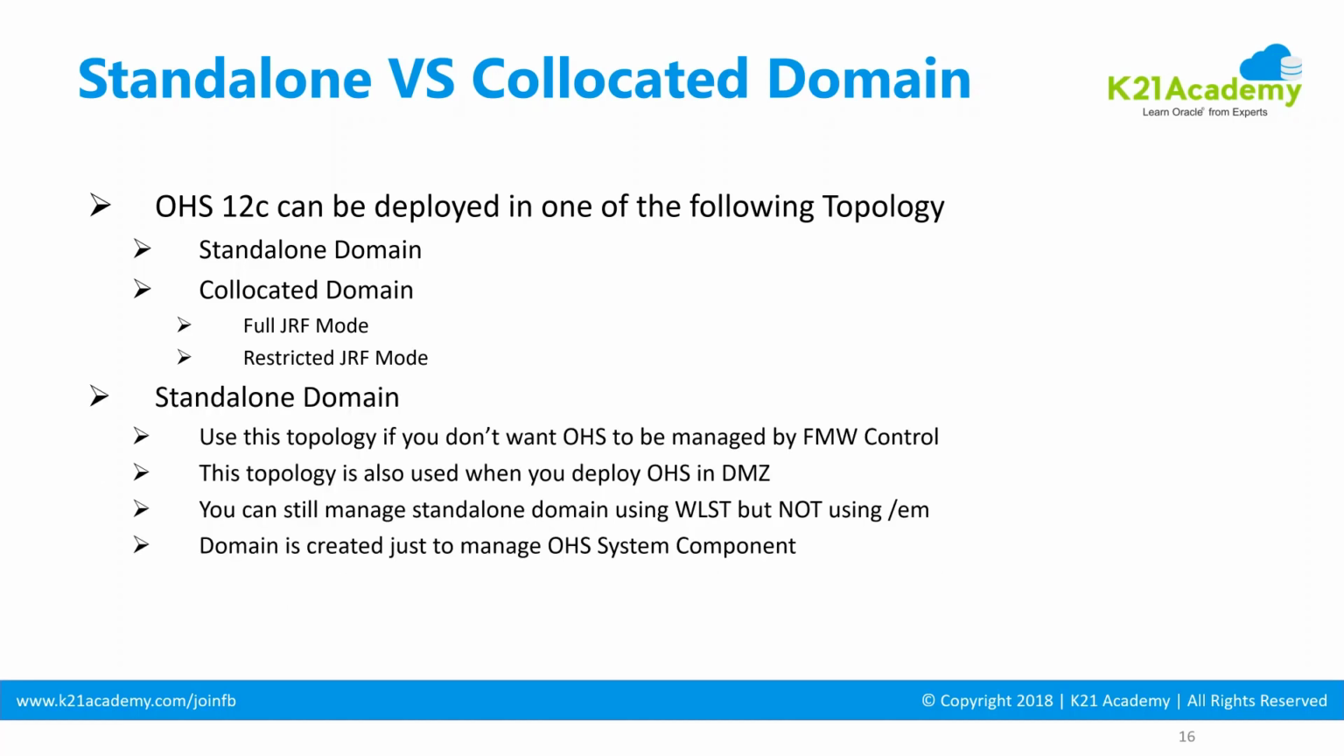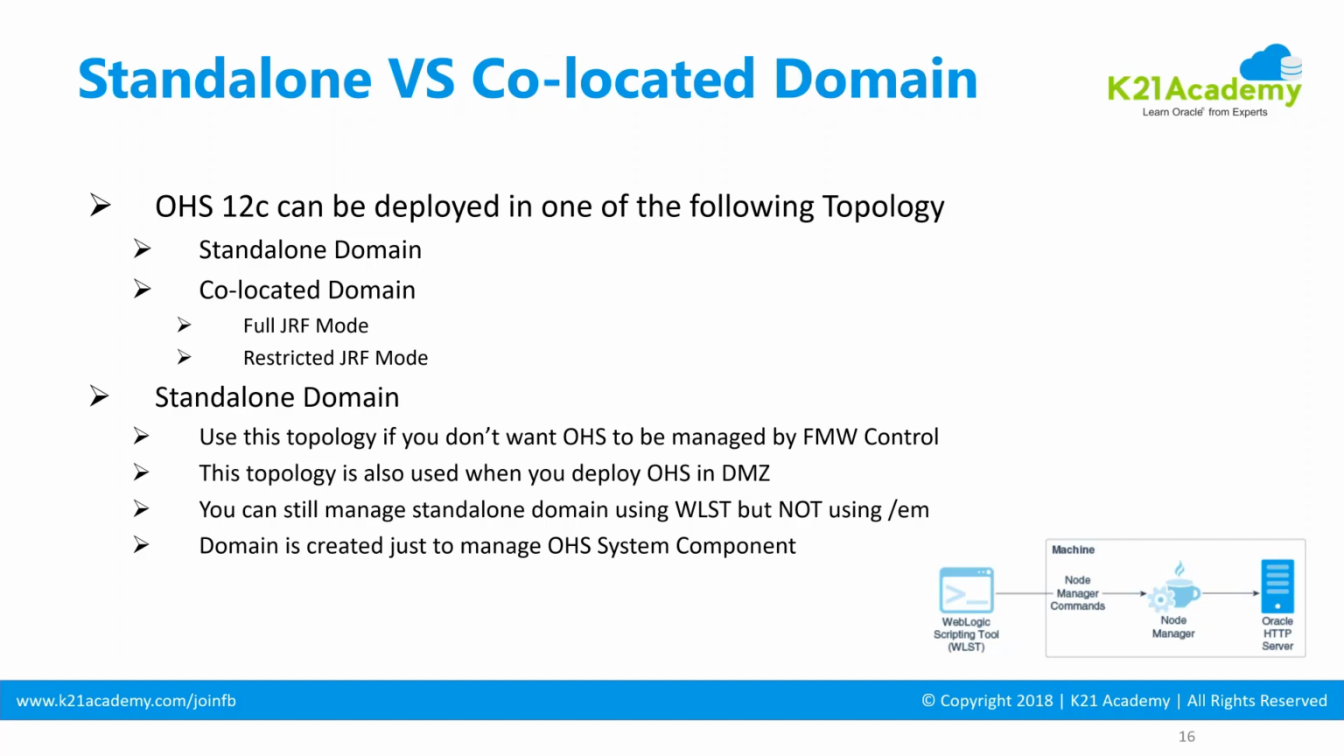So use the standalone domain topology if you don't want Oracle HTTP Server to be managed by Fusion Middleware Control. This is what the topology looks like, as you see at the bottom right-hand side: you have Oracle HTTP Server, and you want just HTTP Server, nothing else. Node manager will still be mandatory. The standalone domain is for when you don't want your Oracle HTTP Server to be managed by Fusion Middleware Control, which means there's no WebLogic admin server, and no application called FMW Control. This topology is mainly used when you're deploying Oracle HTTP Server in the DMZ, which is quite common. So most of the time you will be deploying it in standalone mode.